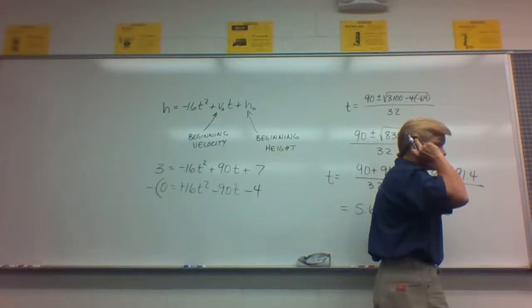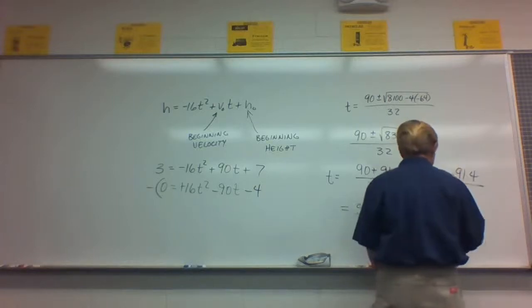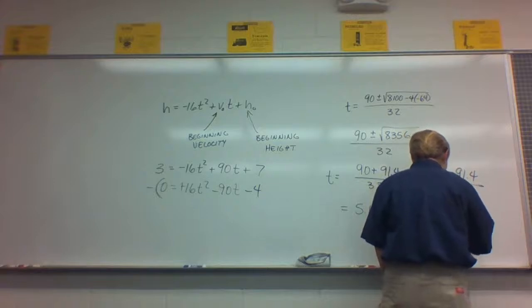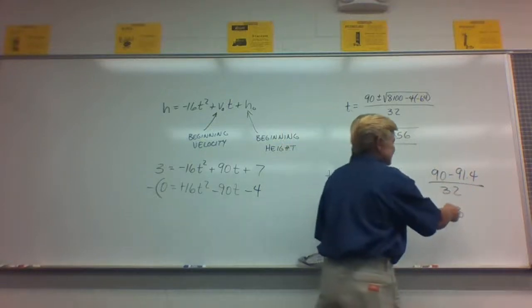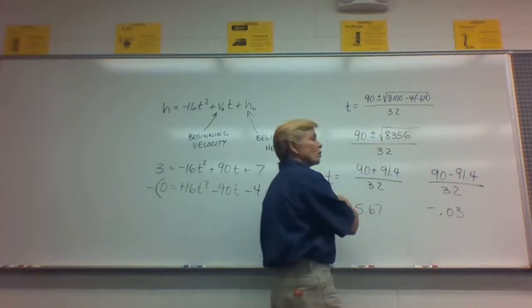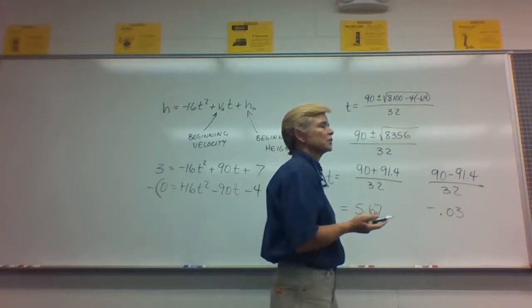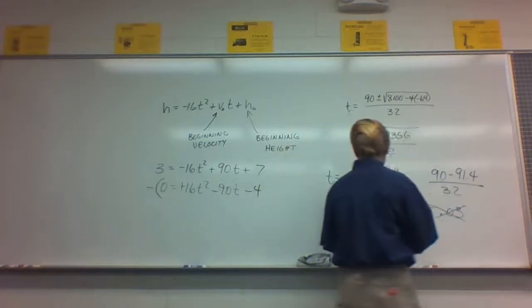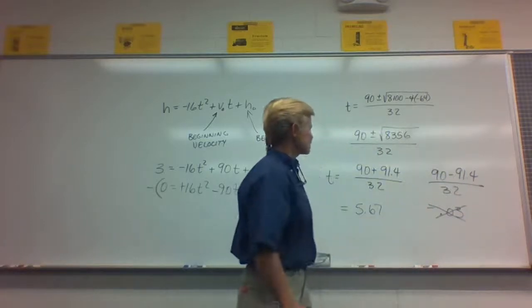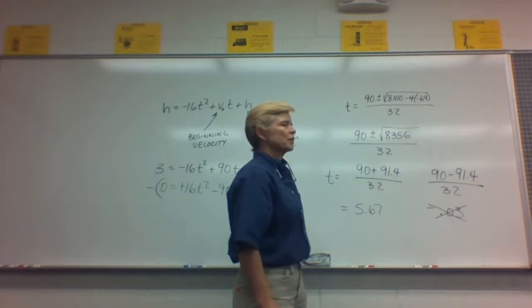It's negative 0.03. Can you understand that this makes no sense? This is a certain number of seconds before the ball was launched, which just makes no sense in the problem. So this one, because there's context in the problem, can be thrown out. 5.67 seconds is how long the ball was in the air.